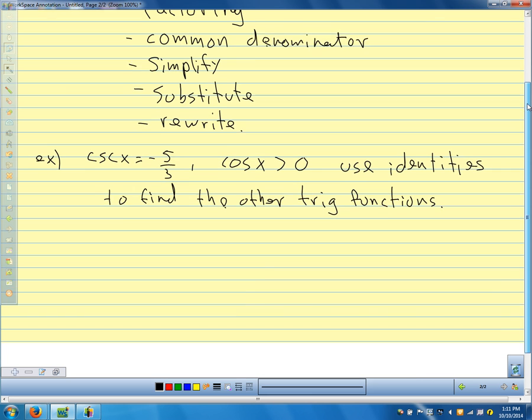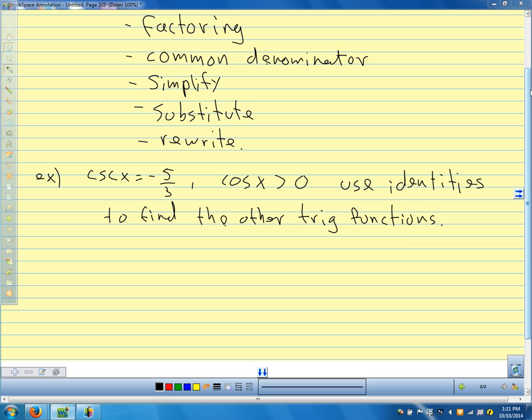All right, so if we were not using identities, if we were using what we did in chapter 4, how would we go about solving this problem? So we find a quadrant and then we draw our triangle. So we draw a triangle. This tells us about the side lengths of the triangle. This tells us about what quadrant we're in. So that's exactly what Ben was saying. We draw the triangle, find the missing side length, and then use that to find our other trig functions. This wants us to use identities.